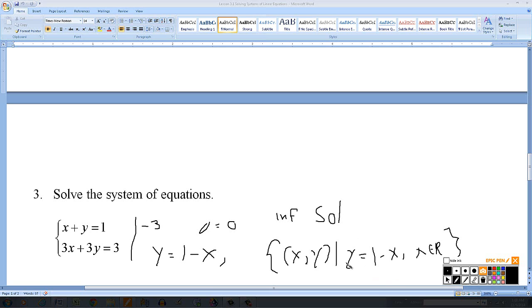Okay, so I could have also written this as an ordered pair, say x and 1 minus x, and then you let x be any number. So you pick any value for x and plug it into this ordered pair here, and you get different solutions.